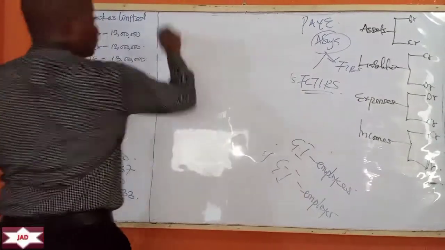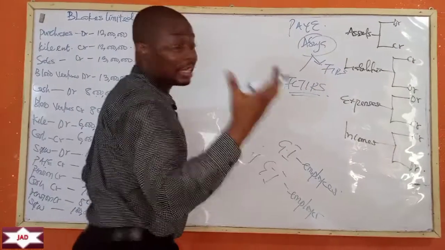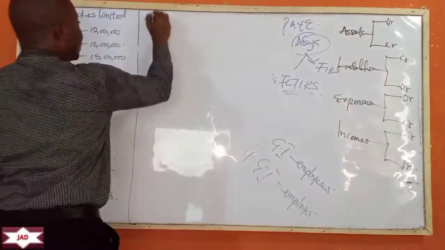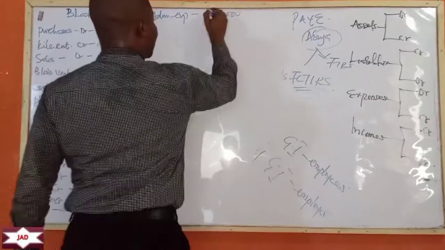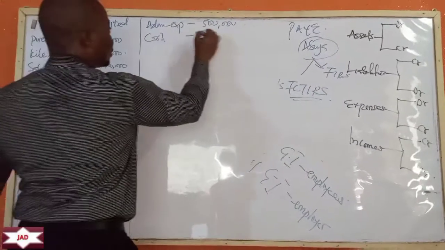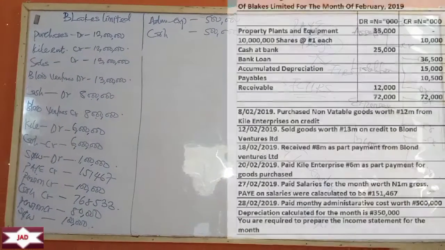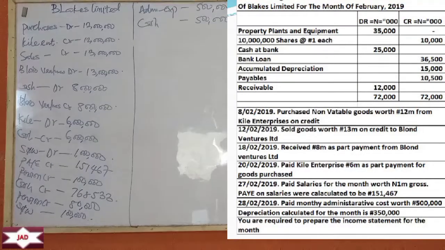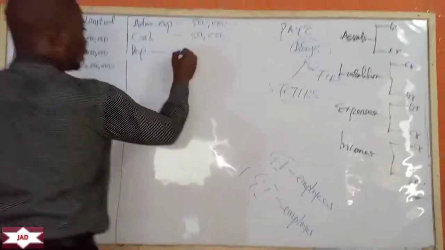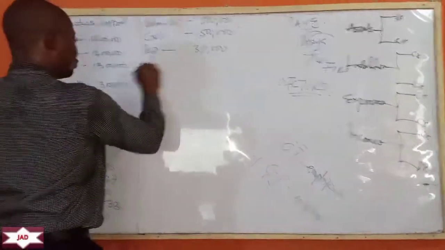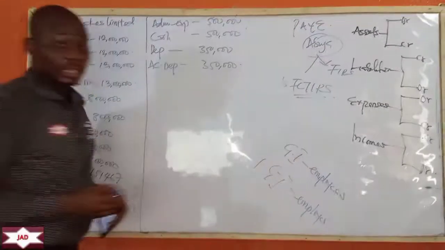You're going to have administrative as an expense. It will increase, you debit. Cash is an asset, you decrease, you credit. So we have admin expense, 500,000. We have cash, 500,000. So what's the next one? Depreciation calculated for the month is 350,000. So you have depreciation, 350,000, accumulated depreciation. There's a class on depreciation, so you can take that. 350,000. So these are the journals.